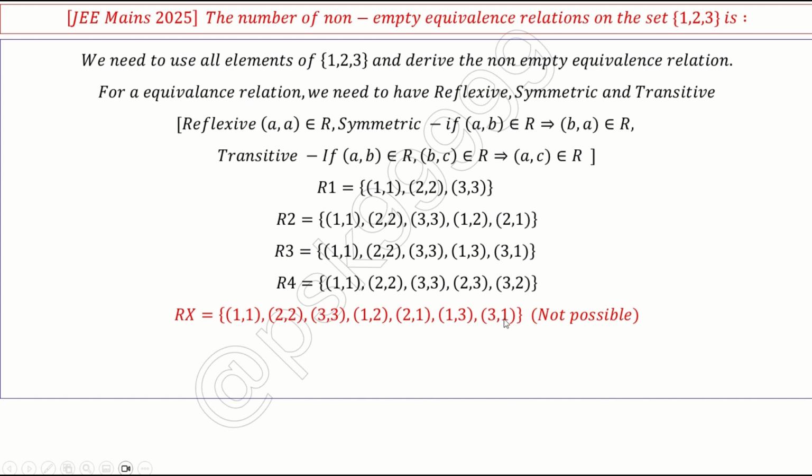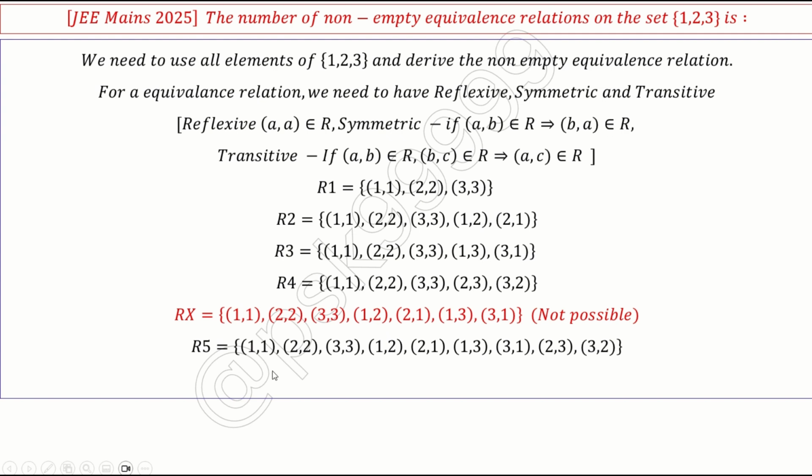Is it an equivalence relation? This is not an equivalence relation. Why? Because if you take (2,1) and (1,3), then (2,3) should also be present in this relation, which is not present. So the transitive property is not satisfied. You cannot have only two of them; those combinations are not possible. You can include all three, that is possible.